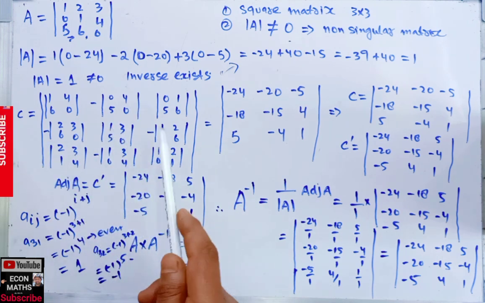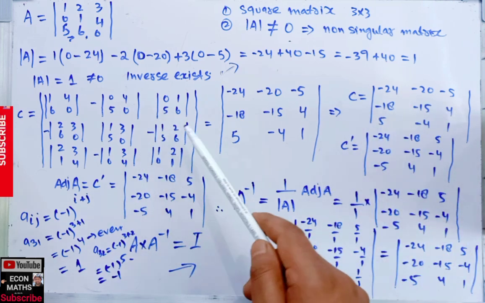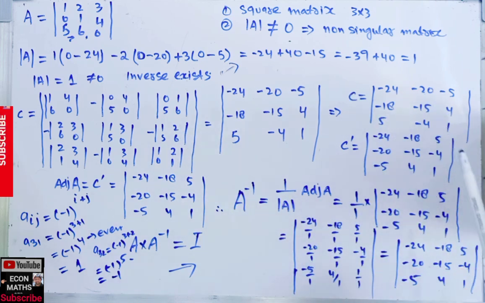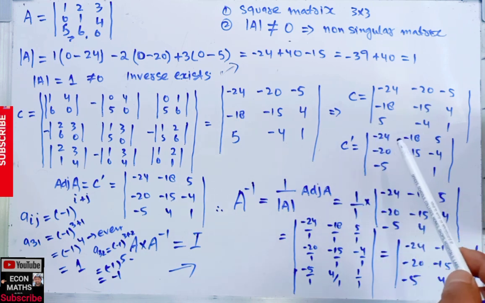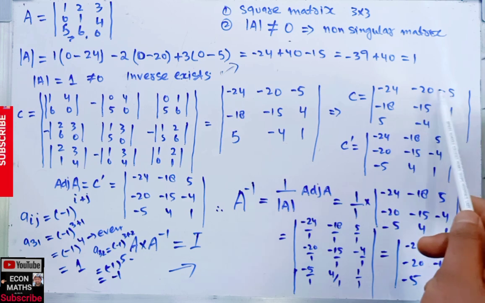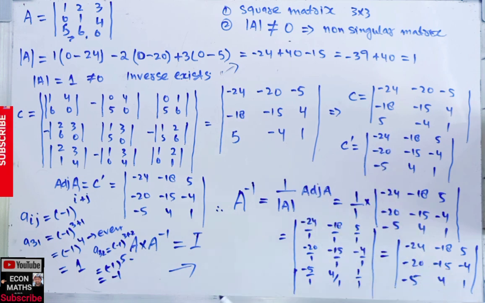Now first we find the cofactor matrix. After solving this, we get this matrix. Now we take the transpose of the given cofactor matrix. Transpose of a matrix is interchanging the rows with the columns. Here the row will become column. After that, the adjoint is given as the transpose of the cofactor matrix. So this is the adjoint matrix. That is, adjoint matrix is the transpose of the cofactor matrix.